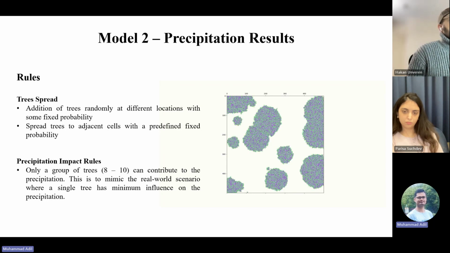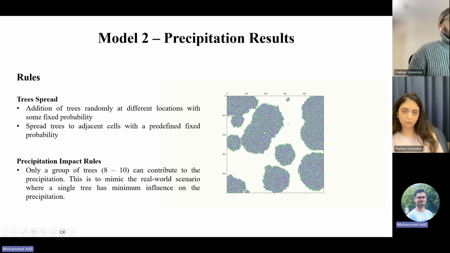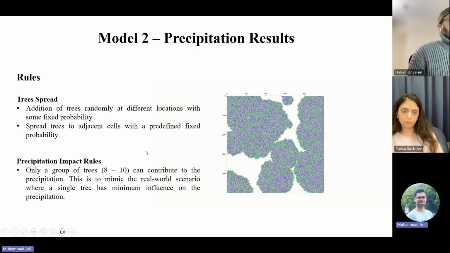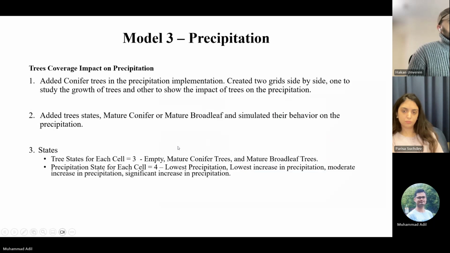And in this scenario, we can see that this is not real world. As soon as we have our trees, they start impacting the precipitation, which is not the real world scenario. We try to limit the precipitation by considering the number of trees in a group, but still that's not practical here.